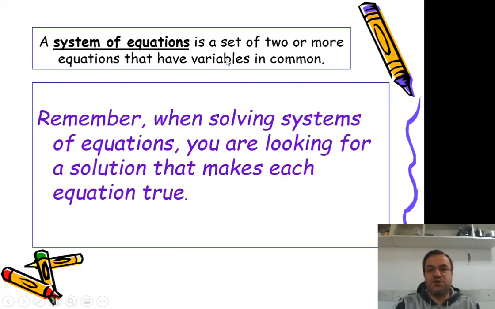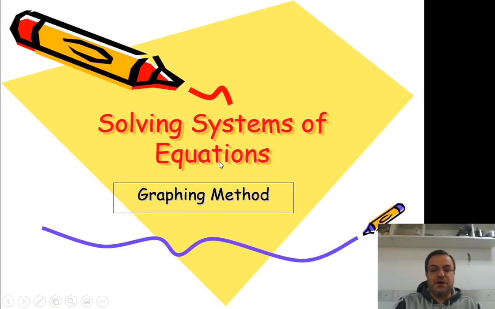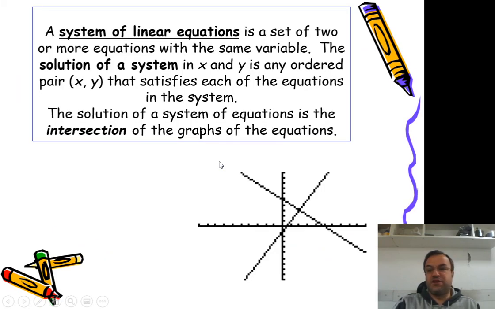We will go through it quickly. What does a system of equations mean? A system of equations is a set of two or more equations that have variables in common. And note this is very important. Remember, when solving systems of equations, you are looking for a solution that makes each equation true. The solution of a system in x and y is any ordered pair x and y that satisfies each of the equations in the system.